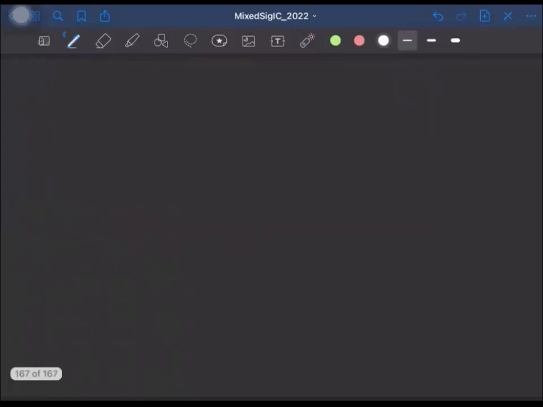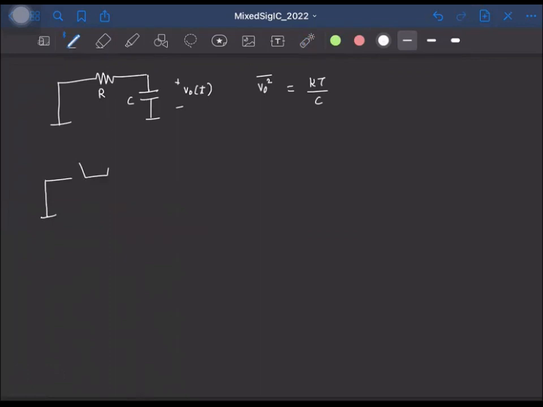So the bottom line of all the discussions is this. If you take any RC circuit like this, okay, this is R and this is C. If I call this V0(t), the power or the mean squared value of V0 is simply equal to KT by C. Okay. But the actual circuit we are interested in is the following, where we also have a switch here. Right? And what we are interested in are the samples V0[n].